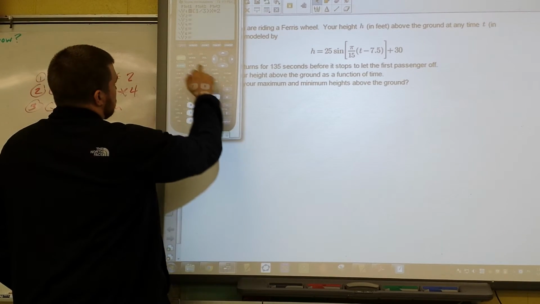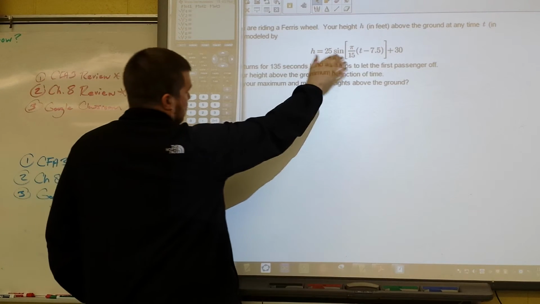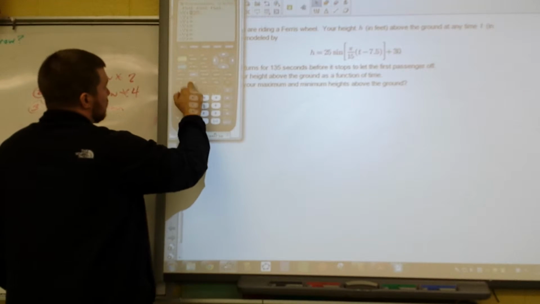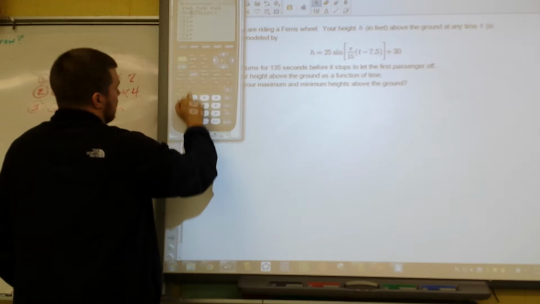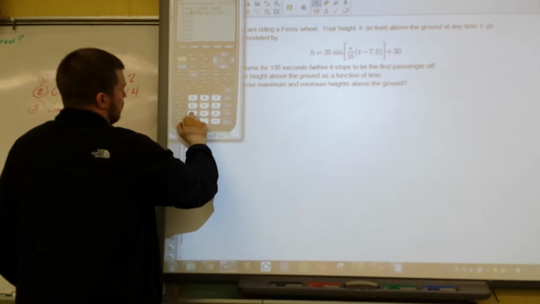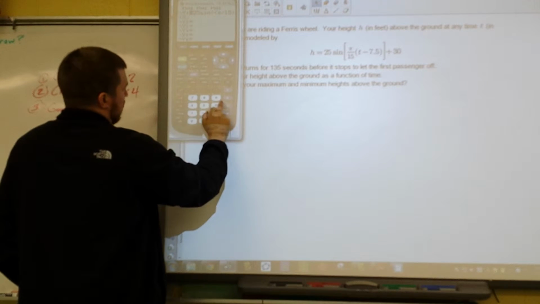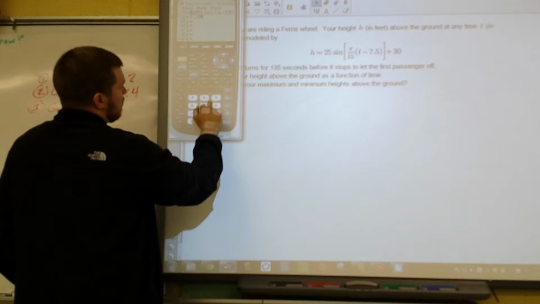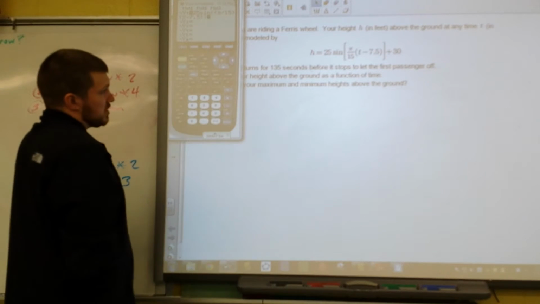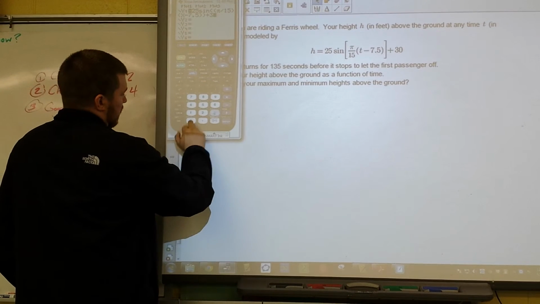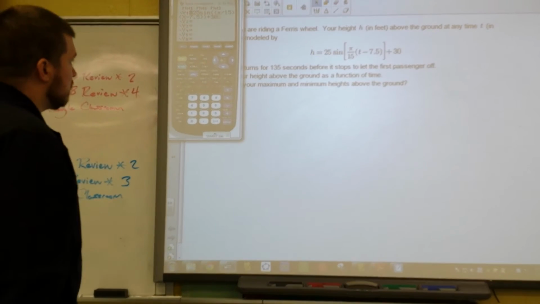So we go to y equals, just put this in y1, so all of this is y1, 25 sine of, that's a fraction, so it goes in parentheses, pi over 15, close parentheses, parentheses again, x minus 7.5, close parentheses, and then finally my bracket has to be there, so close it again. Then plus 30. Now, we have lots of extra parentheses here. If you do not put those parentheses in, it's going to come out wrong.